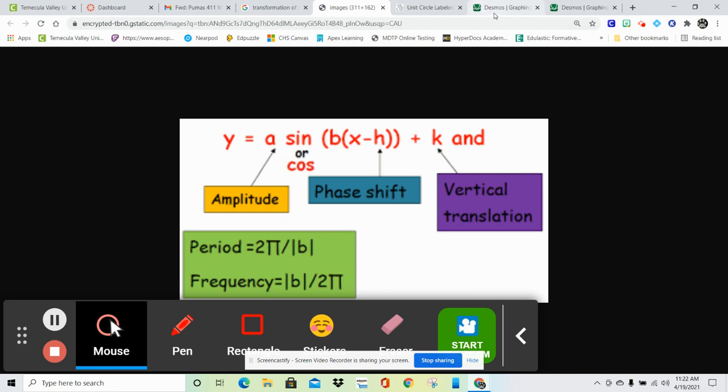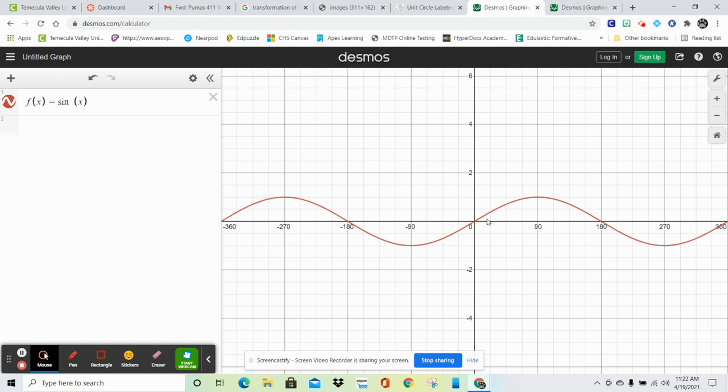Now I want to focus on the x-axis. This is a very confusing point when we first start to learn how to graph trig functions: what are my inputs? We have to think back. What are we doing the sine of? These are angle measurements. My inputs are angle measurements.